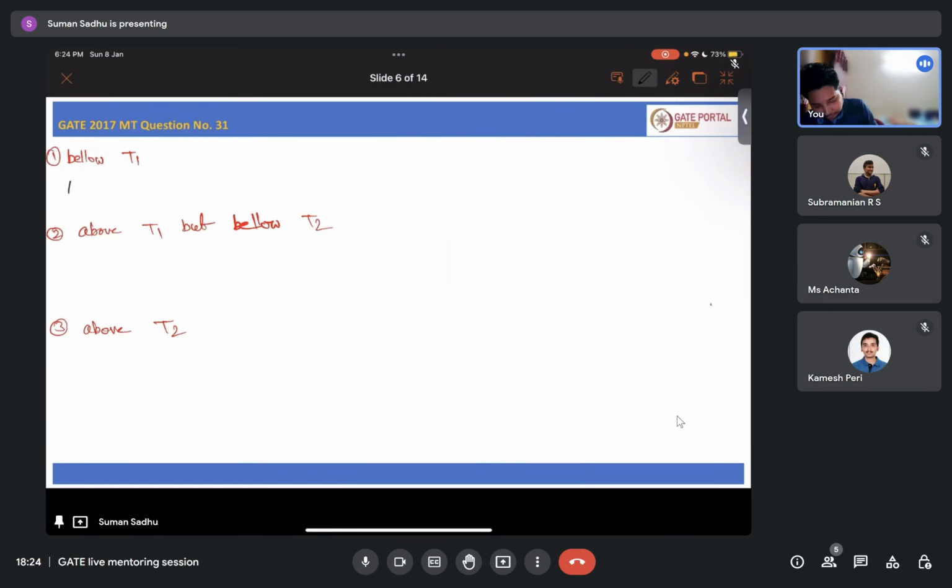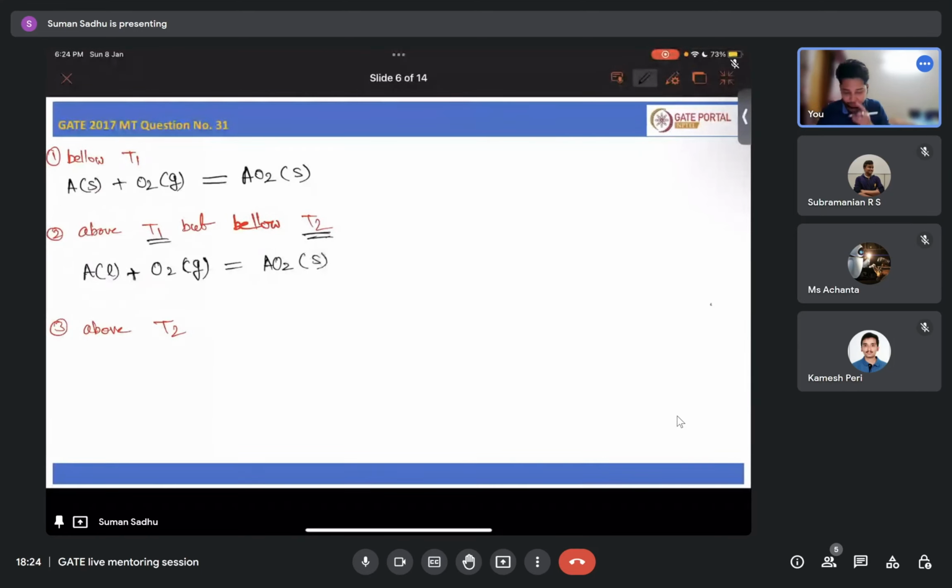So what is the difference between the reactions? Below T1, your A is in the solid form, plus oxygen in the gaseous form is forming AO2 in the solid form. Now when you are above T1 but below T2, what will happen? Your A will be in the liquid form. Now it is not in the solid form anymore, so it will transform into liquid form. Oxygen will be in the gaseous form, but as you are below T2, your AO2 will be in the solid form. And what will happen above T2?